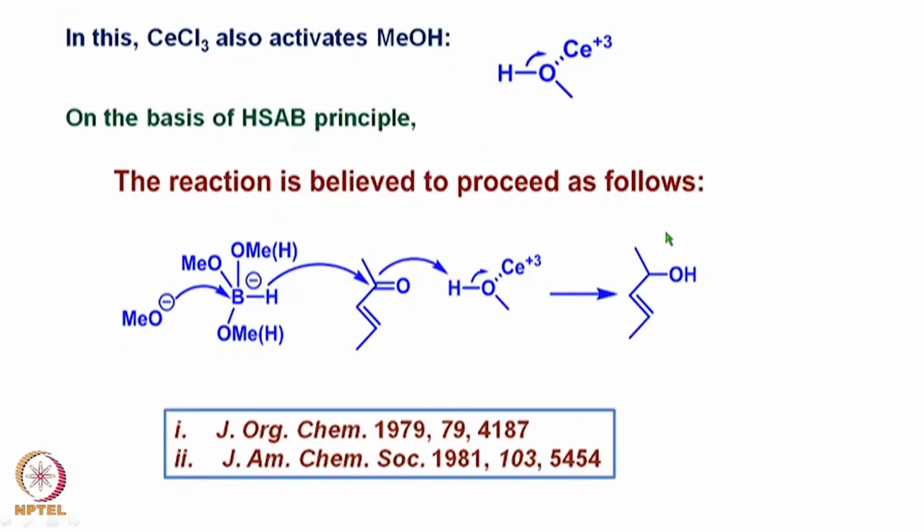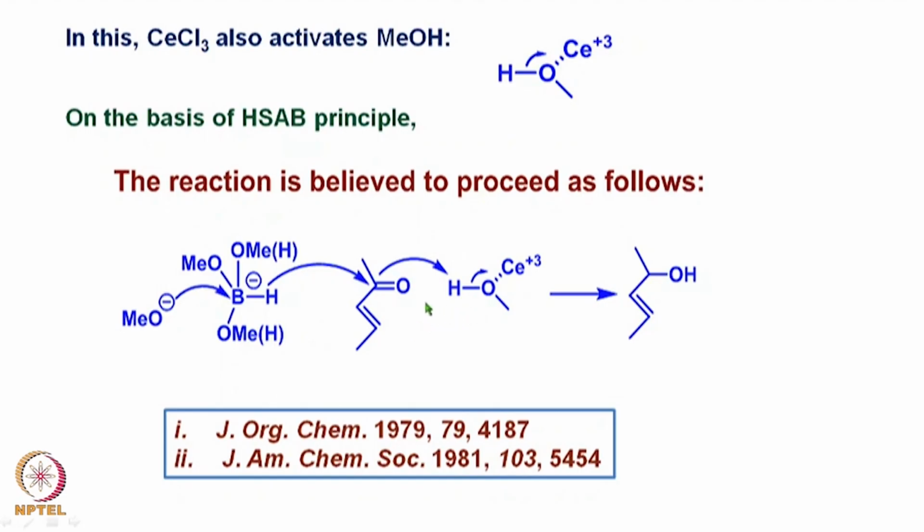So basically what is happening is cerium chloride activates methanol in this particular fashion, and thereby makes the proton very labile and a harder acid. Now, on the basis of the HSAB principle, what we expect is that the reaction of an alpha beta unsaturated ketone may proceed in this particular fashion. So, what is the initiation that happens?